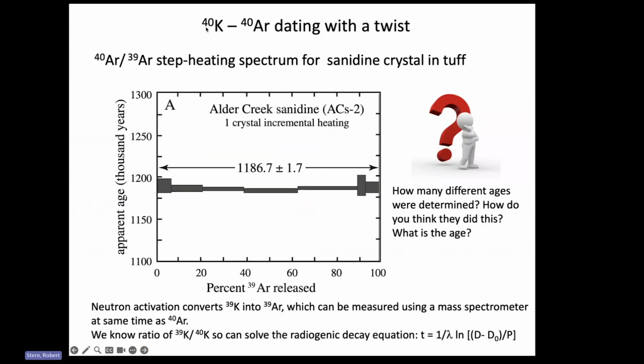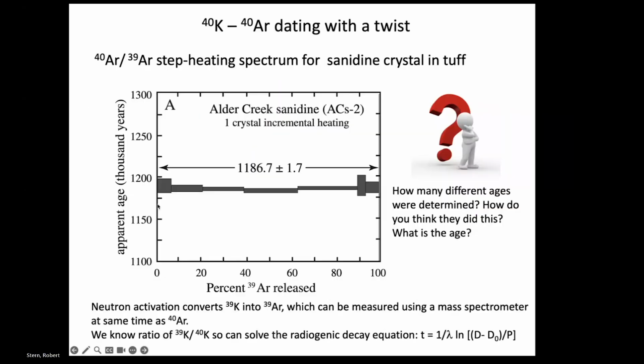What's cool about this is potassium-40, argon-40 dating with a twist. This is what's called a release spectrum for argon-40/39. The 39 is there because potassium-39 is turned into argon-39 by neutron activation, and then we can calculate how much potassium must be in there from that relationship. So after irradiating your sample, you take it to a mass spectrometer, release the gas, and measure it. What's cool is you can do this in a way that allows you to figure out whether or not you've got a complex situation.